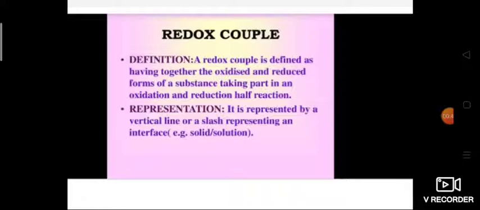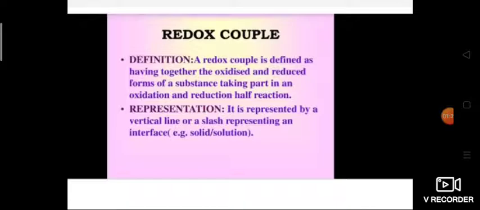So in this, what do you mean by redox couple? The reaction takes place either in the beaker or at the interface of the metal and the salt solution. In each beaker, both the reduced and oxidized forms of the same species are present. So redox couple is defined as having together the oxidized and reduced form of a substance taking part in oxidation and reduction reaction.